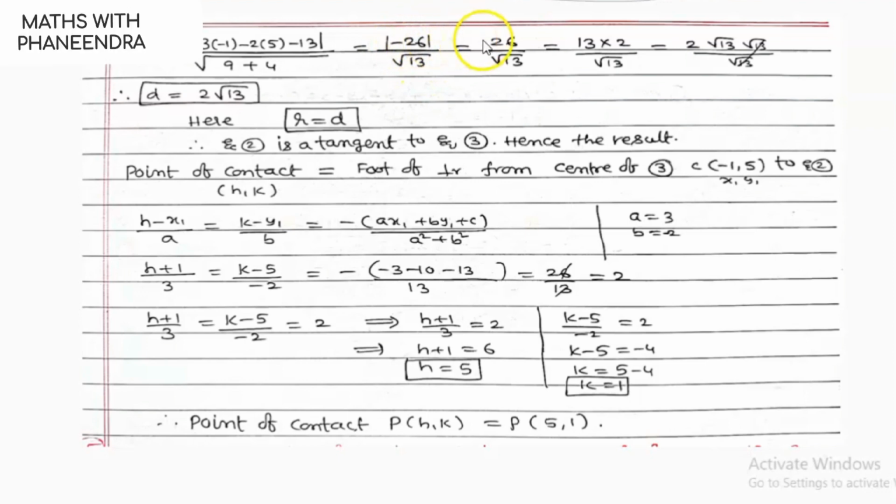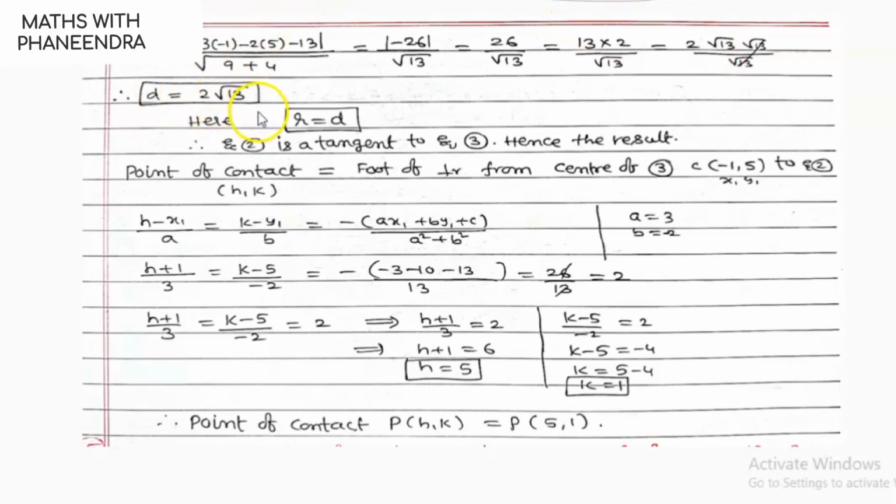Mod of minus 26 is plus 26 by root 13. 26 can be expressed as 13 into 2 divided by root 13. Again 13 can be expressed as root 13 into root 13. One of the root 13 will be cancelled. You will get 2 root 13. Therefore, D is equal to 2 root 13.